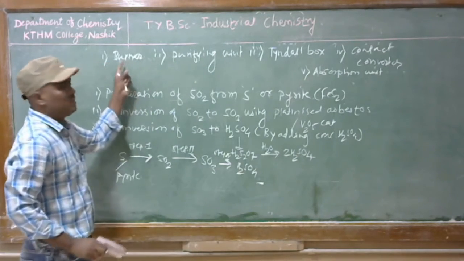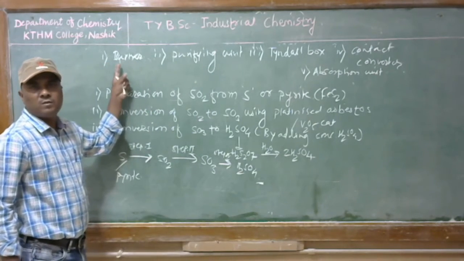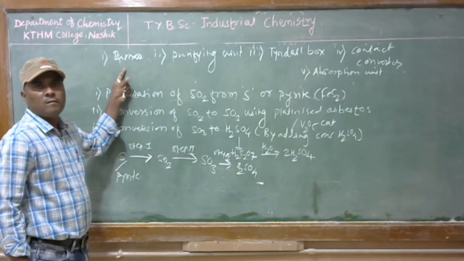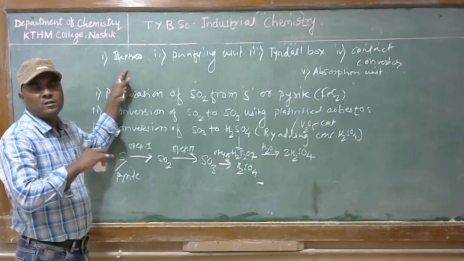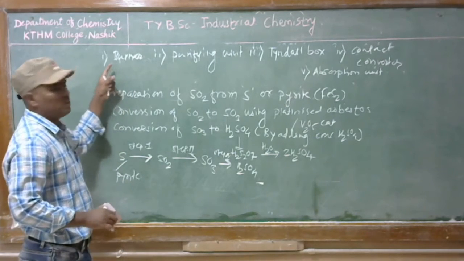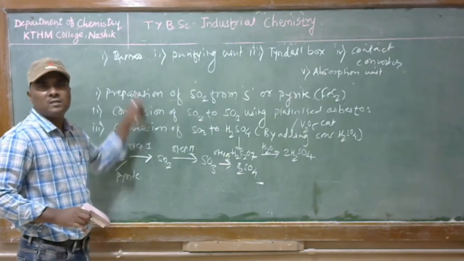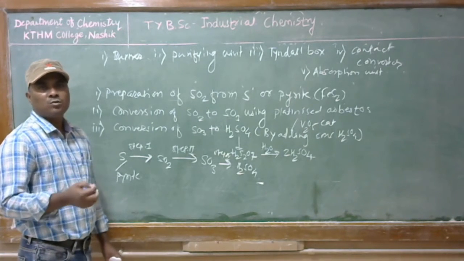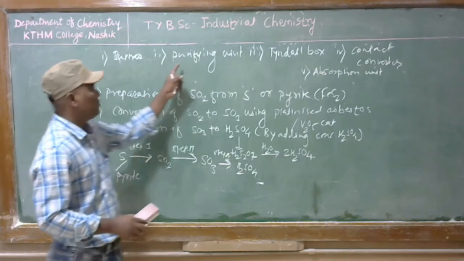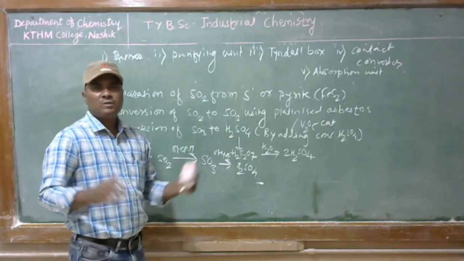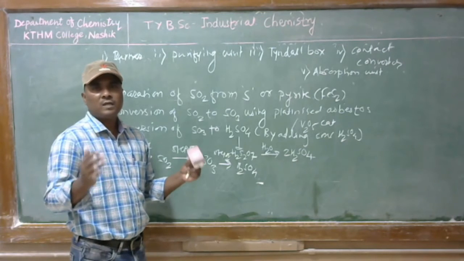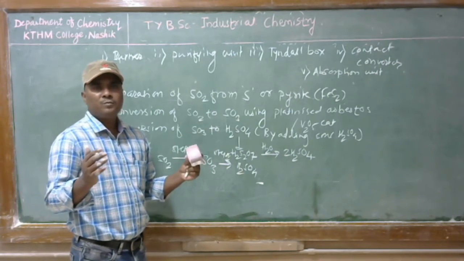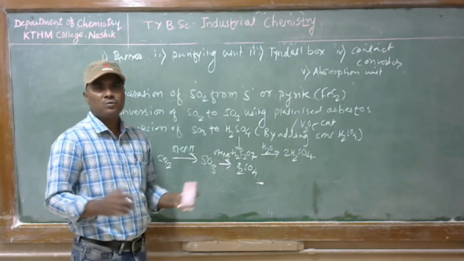We have discussed that in the burner, sulfur or pyrite at high temperature, on reacting with pure oxygen, gives SO2. At the same time it gives a trace amount of SO3. Then this SO2 and SO3 is passed into the purifying unit, and we have seen that there are 4 chambers, 4 reacting chambers, by which we purify this SO2.